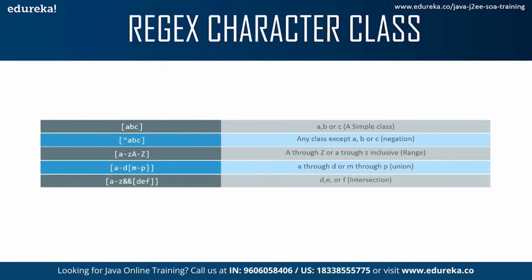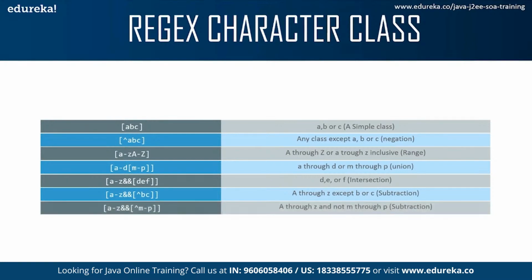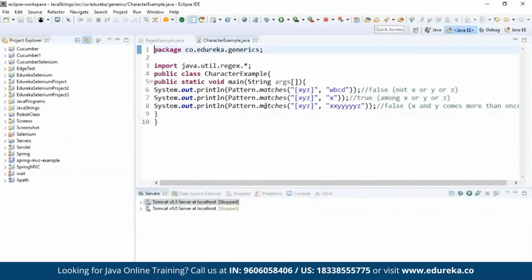And next you have [d-f&&[a-z]] or similar, which is an intersection for a to z. And next you have [a-z&&[^bc]], that is a through z except for b and c. That is a subtraction, where you negate b and c. And the last one is a through z and not m through p. So these are the various categories of a character class. Let's again take a small example and understand whether this works fine or not. So now let's check how this works.